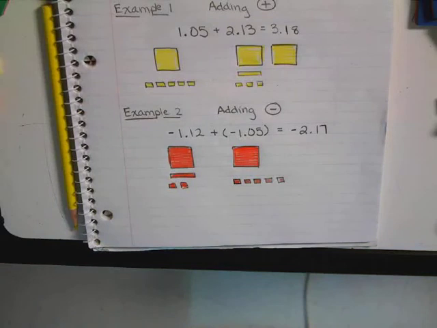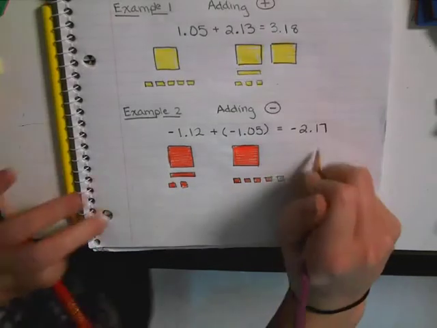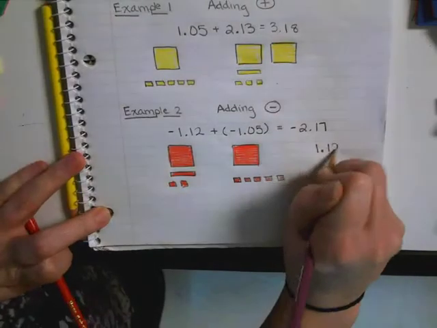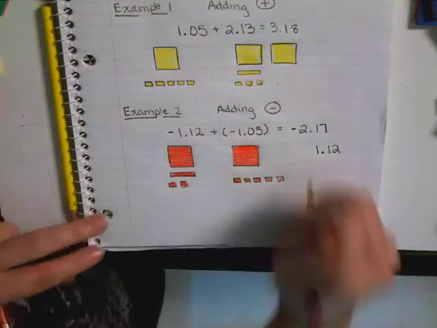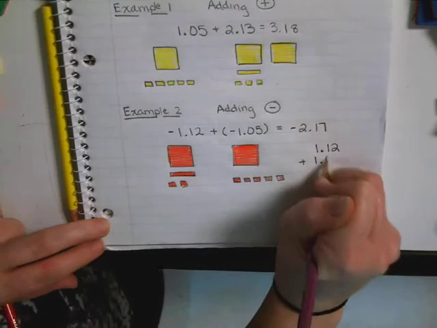Alright, so I had negatives. I'm adding more negatives to it, so I'm going to have more negatives. If I wanted to show this without algebra tiles, how would I line up my numbers? The -1 and 12 would be over. So I would line up 1 and 12 hundredths. And am I adding or subtracting? I'm adding. You'll understand why I asked that question in a second.